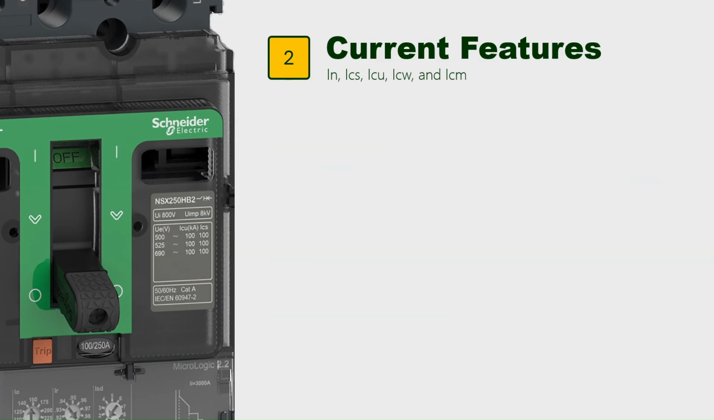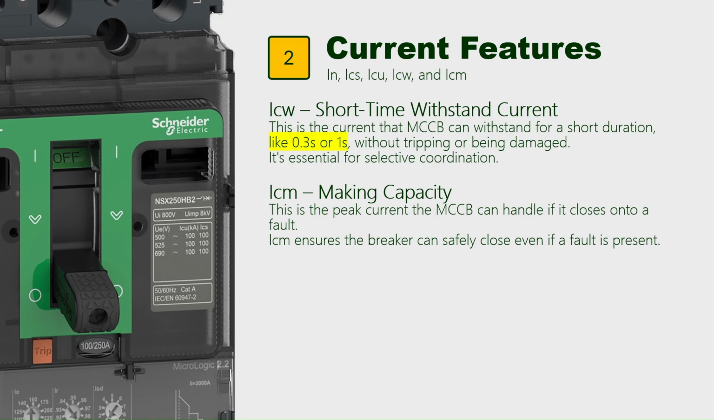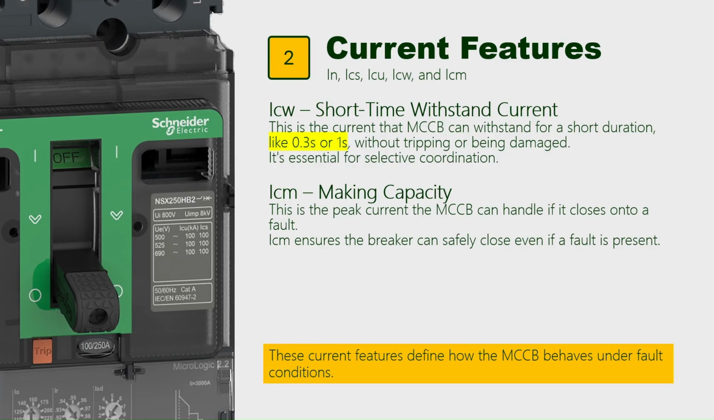Next, ICW, short time withstand current. This is the current that the MCCB can withstand for a short duration, like 0.3 seconds or 1 second, without tripping or being damaged. It's essential for selective coordination. ICM, making capacity. This is the peak current the MCCB can handle if it is closed onto a fault. ICM ensures the breaker can safely close even if a fault is present. These current features define how the MCCB behaves under fault conditions.